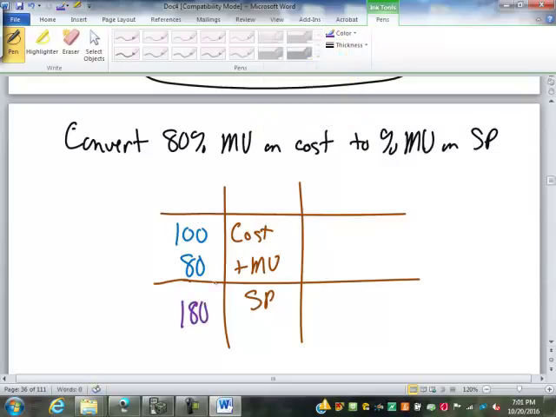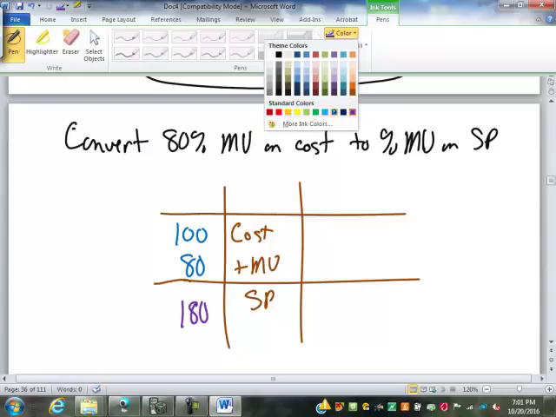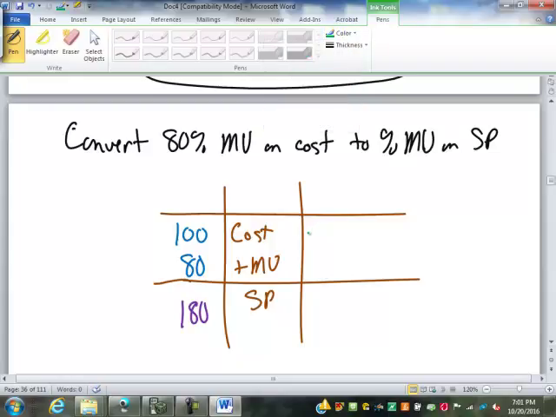This is 180. If I chose my dollar amount, my $100, to equal the cost, that'd be the $100 on both sides. The numbers over here are just going to be these numbers, aren't they? So I'm not even going to bother writing them in. I'm just going to leave them over here and use them.